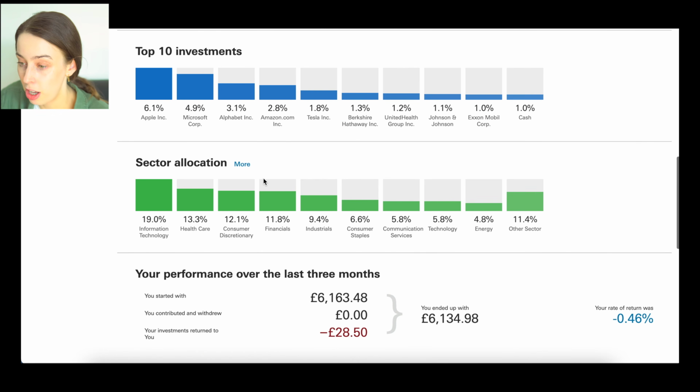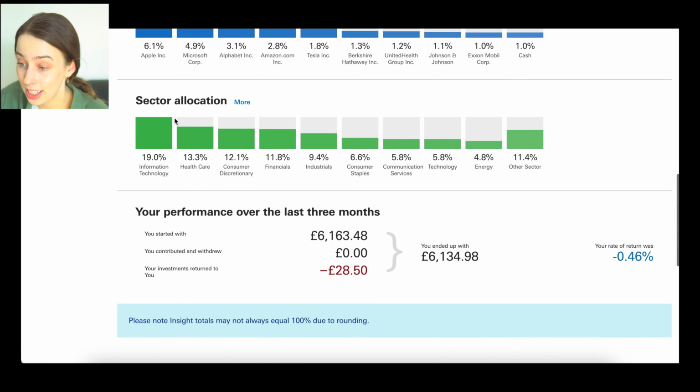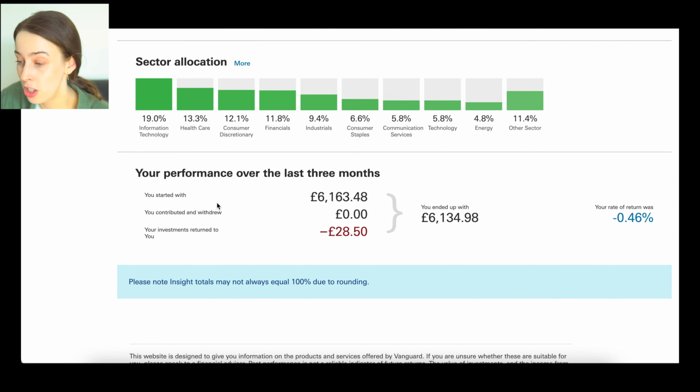And then it breaks it down further. You've got information about your top investments, mine being Apple. Sector allocation, again, really, really useful if you want to see how diversified your portfolio is. And then just a bit of performance over the last 3 months. Personally, again, I never use this bit at the bottom, but it's there if you did want to see it.